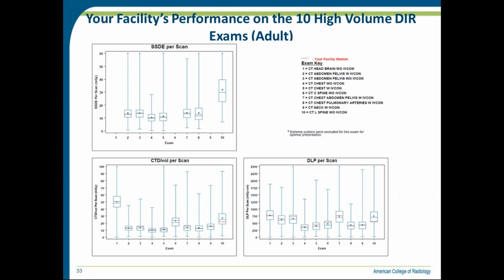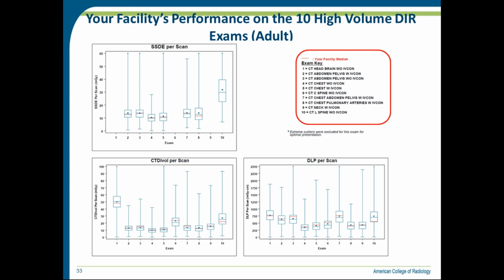Again, this is a box plot that shows your facility's performance on 10 high volume DIR exams. You can see on the right hand side, here is the exam key. Each number represents one exam, and these numbers are also written at the bottom of the box plot. We did it this way because there is not enough space to write all the exam names at the bottom of the box plot. So there is a key. You can see that each of these box plots shows one exam.